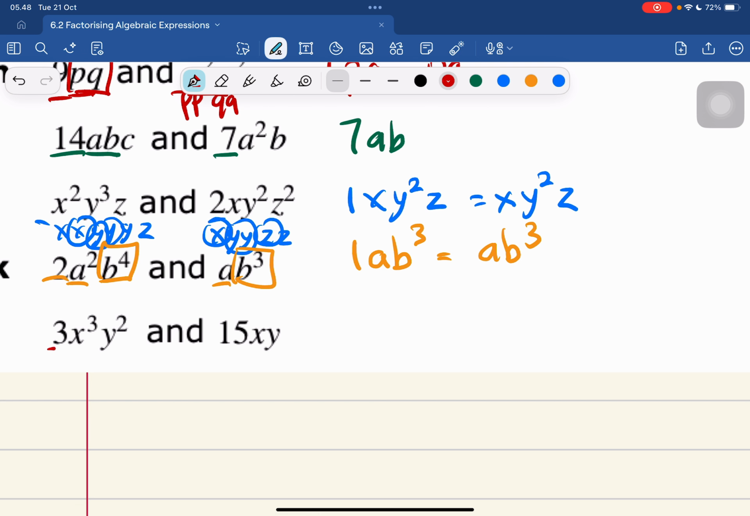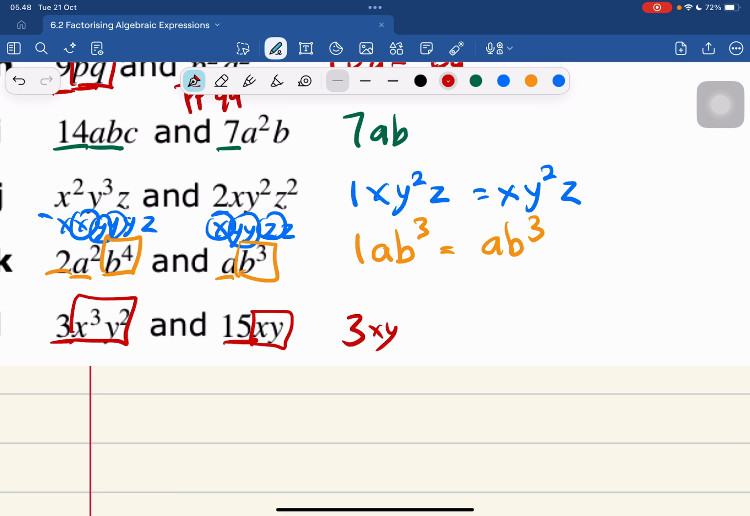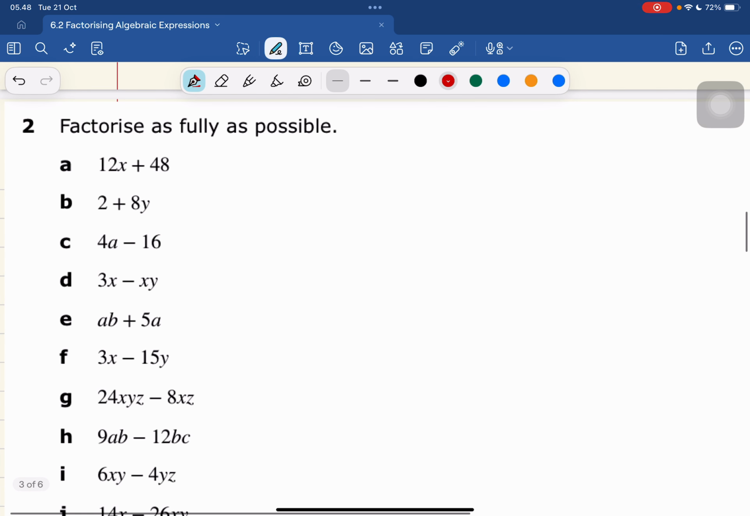Okay, 3 and 15. The highest common factor of 3 and 15 is 3. And then look at the letters. This is xy, this is x cubed y squared. So 3xy. Okay, there it is.